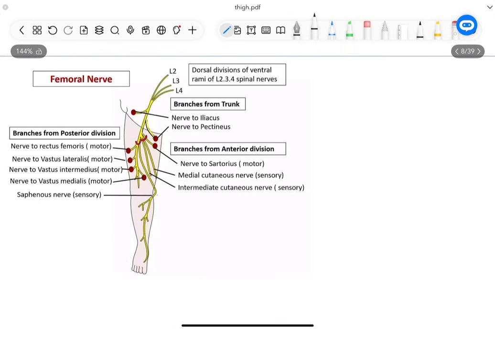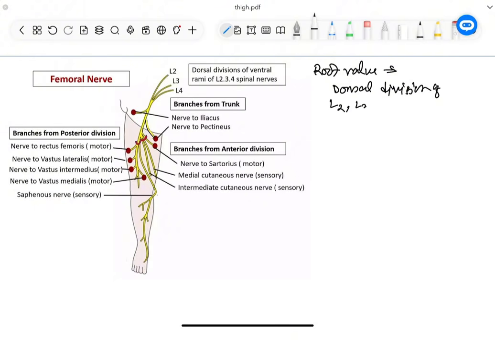Now, in the anterior compartment there is a very specific nerve, the name of which is the femoral nerve. So, our last topic of the anterior compartment of the thigh is the femoral nerve. The femoral nerve is the chief nerve of the anterior compartment of the thigh, and it comes from the dorsal division of L2, L3 and L4 of the lumbar plexus. So, if anyone asks you its root value, say: dorsal division of L2, L3, L4 of the lumbar plexus.